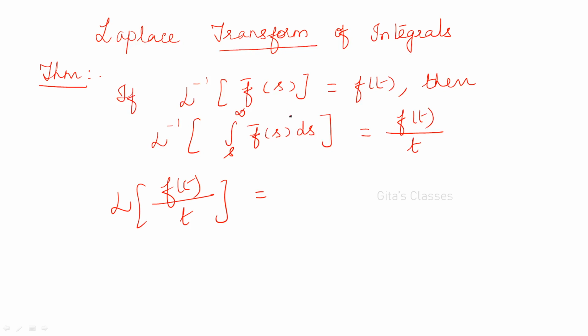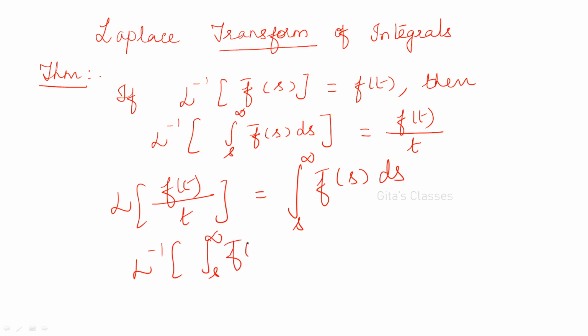Please remember. So L of f of t by t, we know that it is integral s to infinity f bar of s ds. Actually, without this t, you find the Laplace transform of the remaining function and integrate from s to infinity. So from this, you get L inverse of integral s to infinity f bar of s ds is equal to f of t by t. So we are going to find out the inverse Laplace transform of some functions using this theorem.